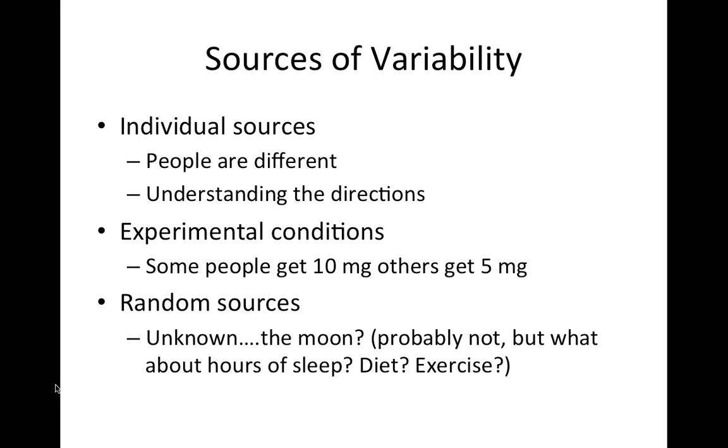And the last source of variability we call random sources. These are unknown sources. Does the moon affect our attention? Well, probably not, but what about hours of sleep? I mean, what if some people come into our experiment only having slept 4 hours the night before? What if some people are eating very poorly? That might affect their attention. What if people are exercising more than others? That might affect their attention as well. These are random sources of variability, and there's something that we need to talk about and deal with.